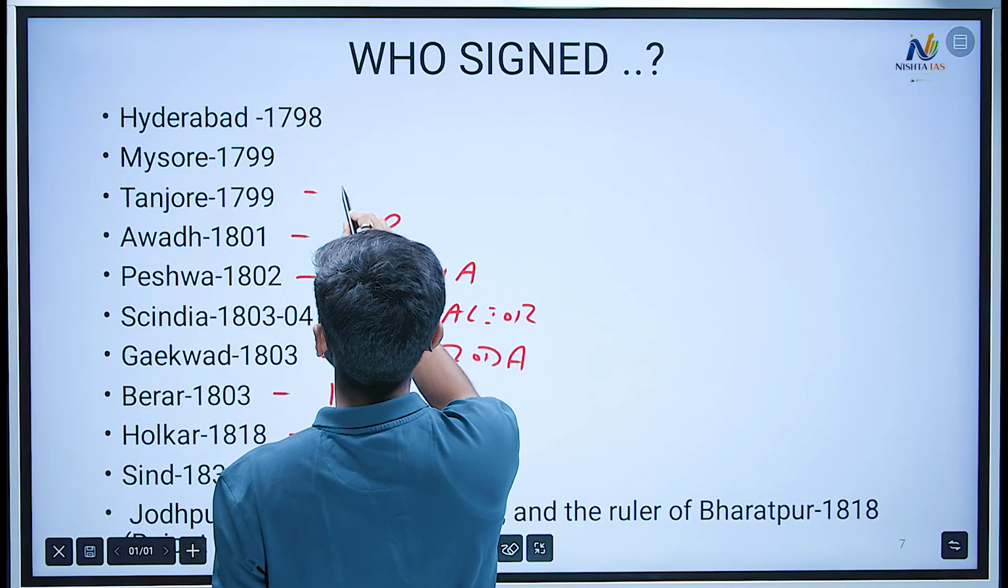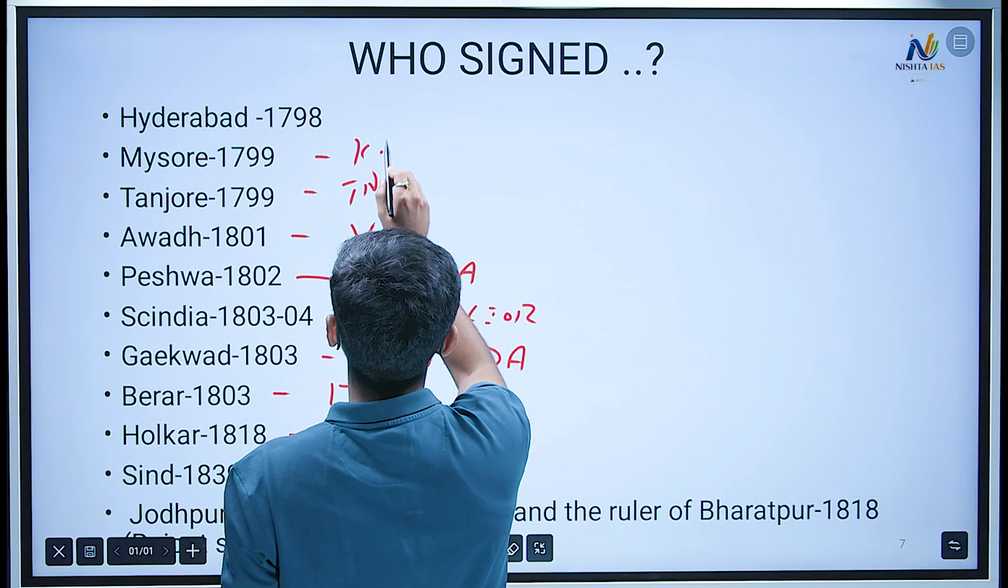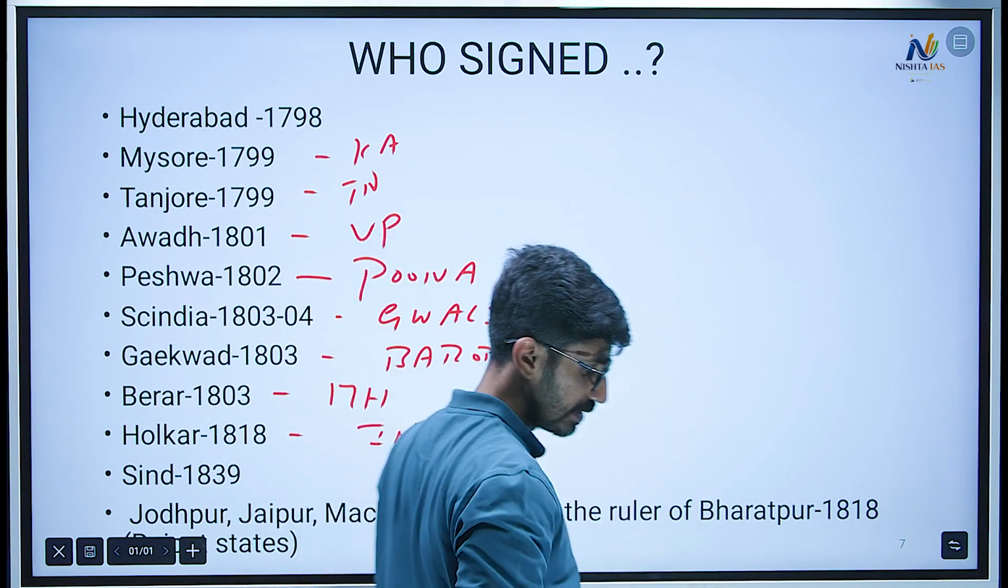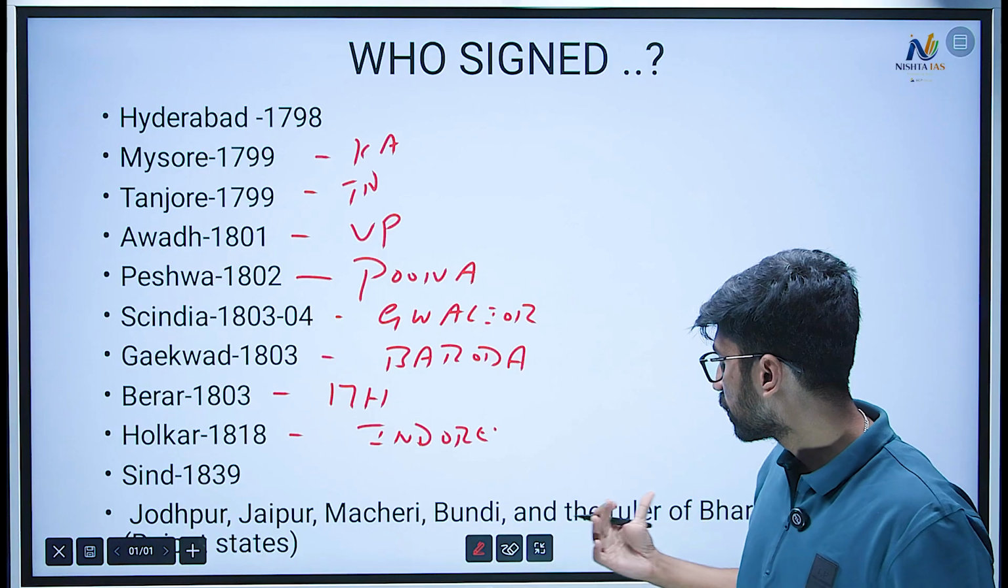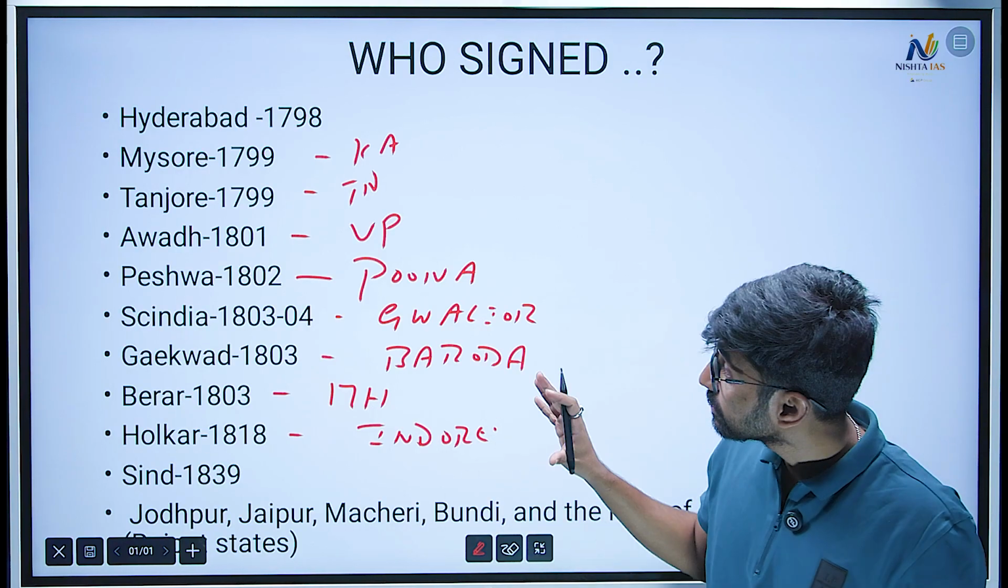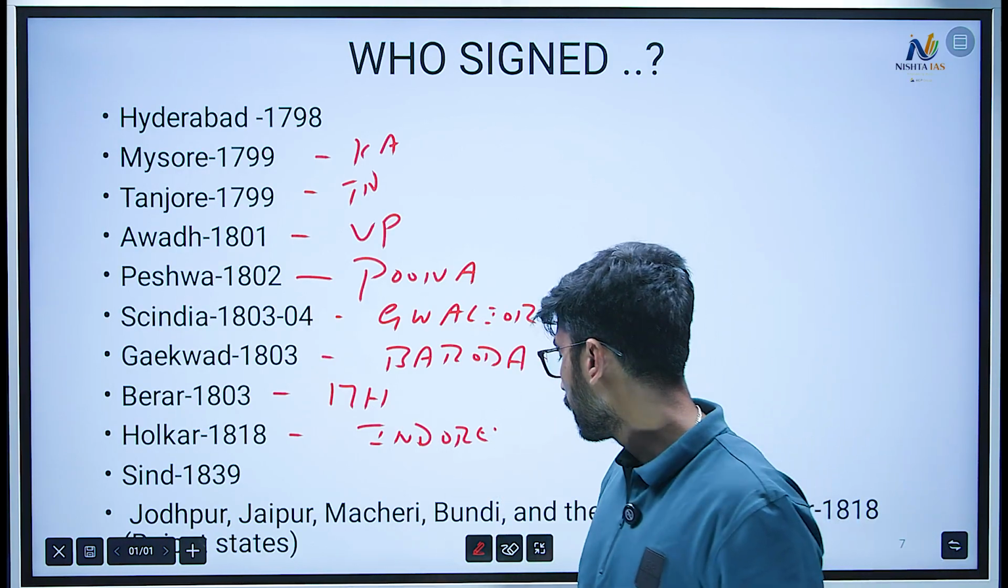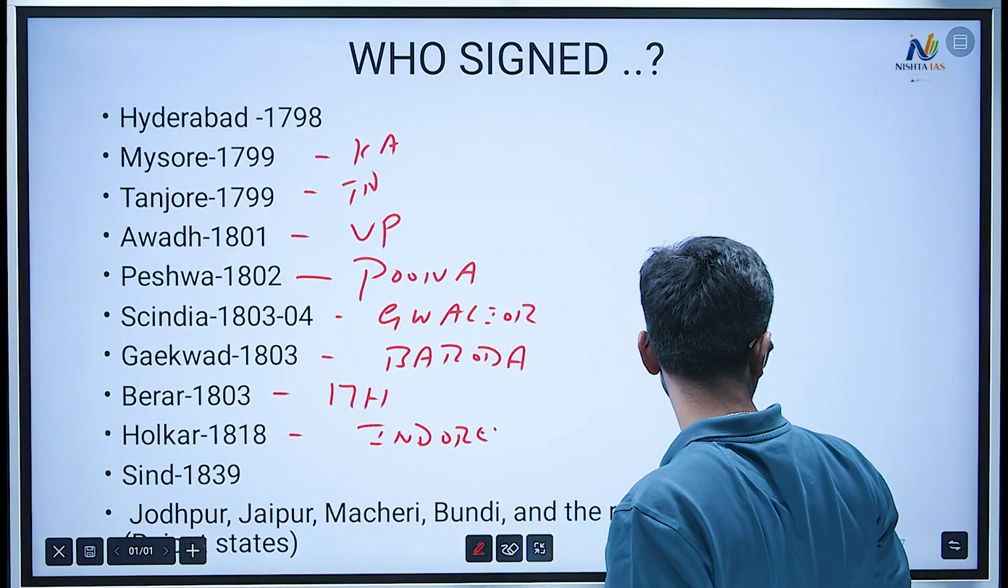Tanjavur is in Tamil Nadu, Mysore is in Karnataka, Hyderabad, we know, is in the south, in the Telangana region right now. And Jodhpur, Jaipur, Macheri, Bundi, all of them are in Rajasthan. So these are the states that signed the subsidiary alliance system.